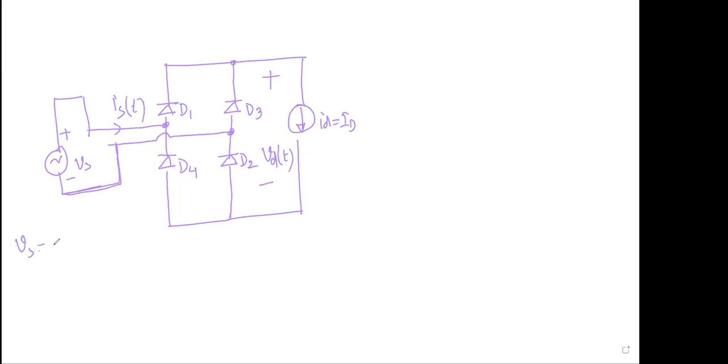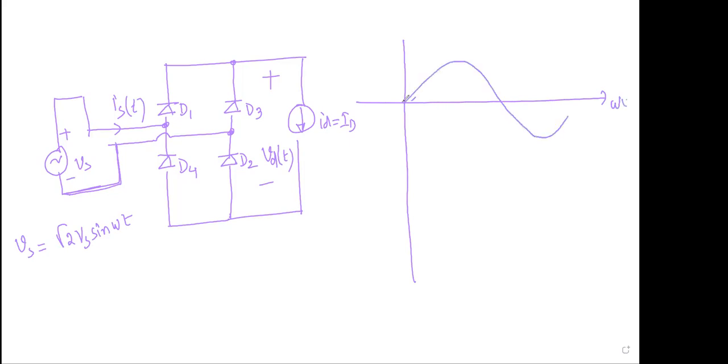And what is VS? Can you tell me quickly? VS is root 2 VS sine omega t. Now let us analyze this one. If I want you to draw the input voltage, you immediately draw it like this, right? This is pi and this is pi. And what is the peak value? Root 2 VS.